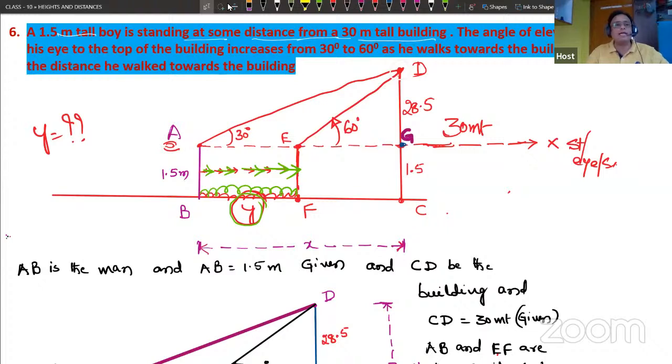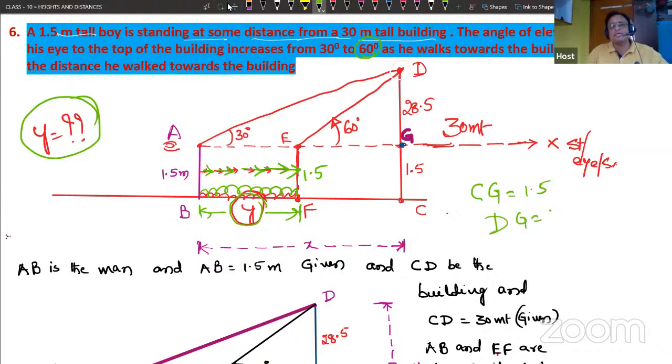Find the distance he walked towards the building. The distance walked by him towards the building is y, so we have to find out y. The angle of elevation increased from 30 to 60 degrees. So this is 1.5, which means in the diagram CG is equal to 1.5 and DZ is equal to 28.5. Why? Because the total distance is 30.